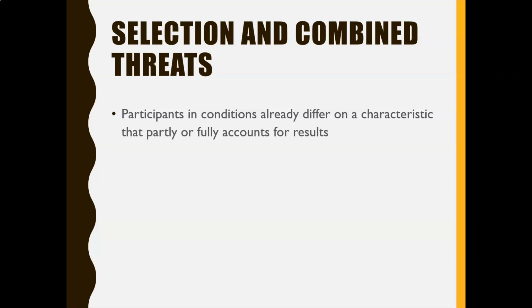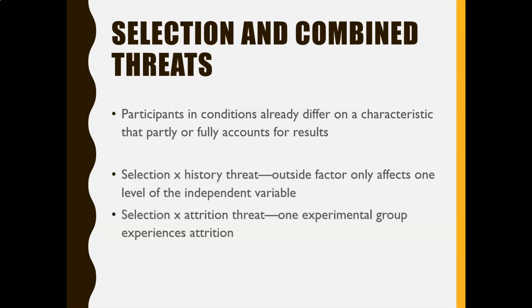So this is a case of a selection threat, and it turns out that selection can interact with both history and attrition to create threats that can be possible in one group pre-test, post-test designs. With the selection by history threat, there could be an outside factor that affects only one level of the independent variable. For example, your book talks about the Facebook Go Green initiative. Maybe one of our comparison groups had a construction crew renovating in the building, and during the time that the Go Green campaign was going on, they used way more electricity than the other group. So in that case, we don't know if it's because of the intervention or because our groups are fundamentally different from each other.